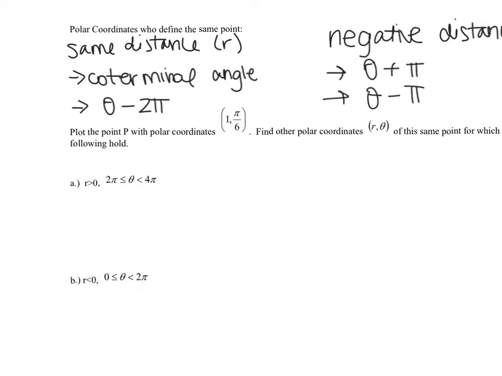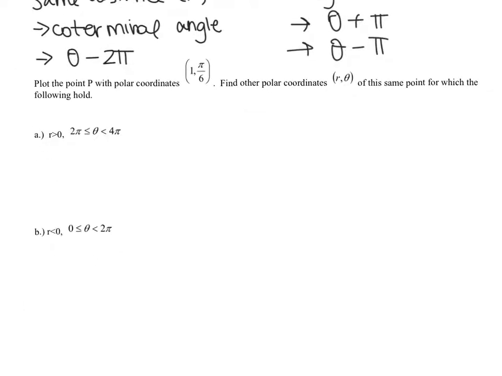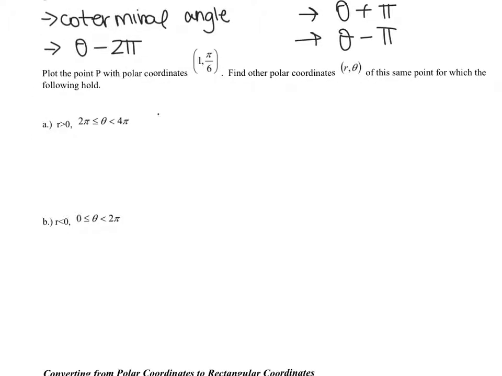Let's go ahead and take a look at a couple examples. So we have the polar coordinate (1, pi over 6), and we want to find some other coordinates which represent the same point when graphed. So in our first example, we want r to be greater than 0, and we want theta between 2 pi and 4 pi. So what that means is we're going to keep r the same. It's going to be 1.